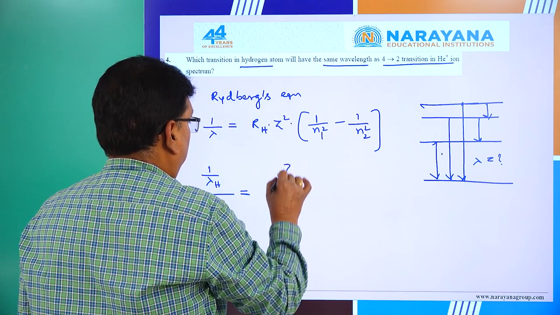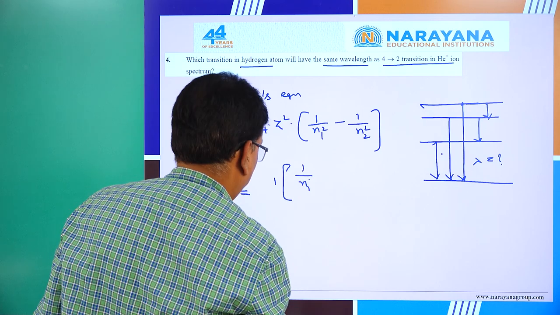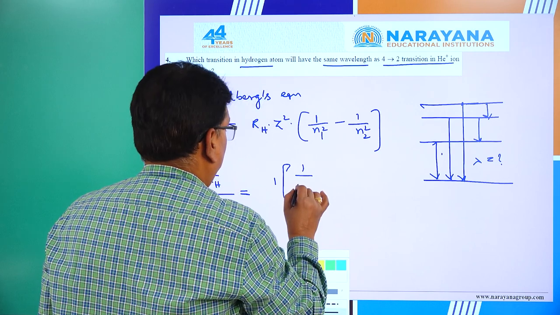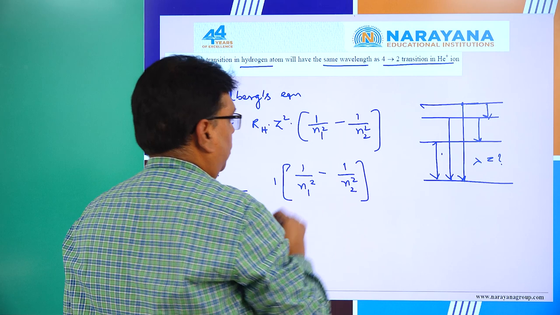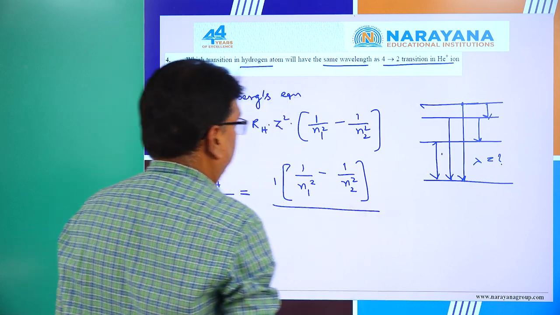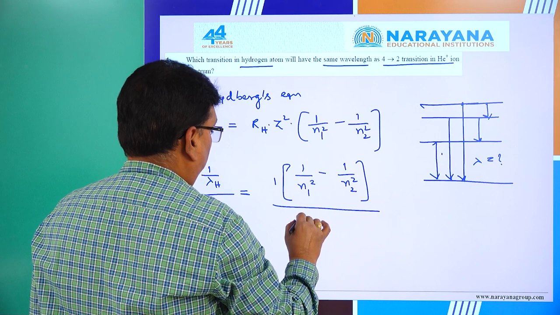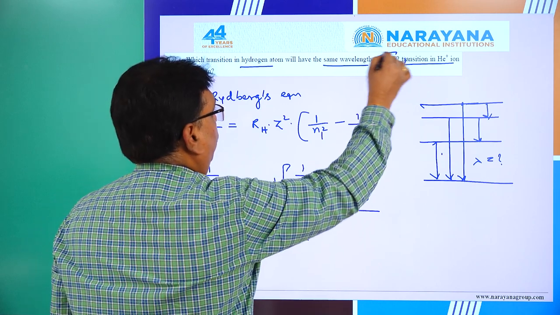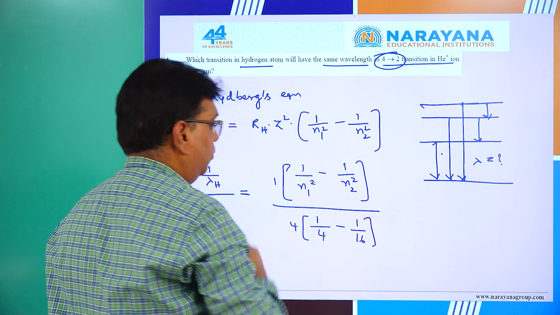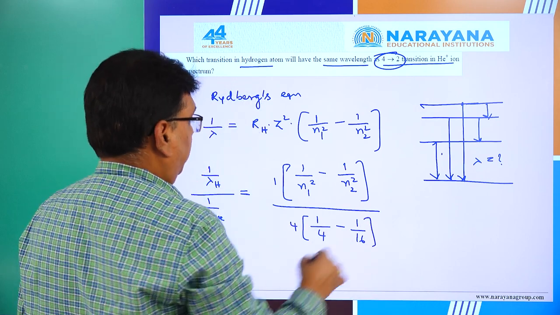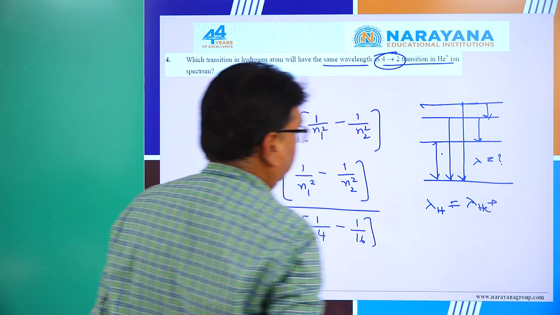For hydrogen it is 1 into 1 by n1 square minus 1 by n2 square, we have to find out those n1 and n2 values, divided by, for helium, the Z value is 2, right? So it is 4 into 1 by 2 square minus 1 by 4 square for the 4 to 2 transition, and these two are equal. Therefore, the wavelength in the hydrogen spectrum is equal to the helium ion transition given.